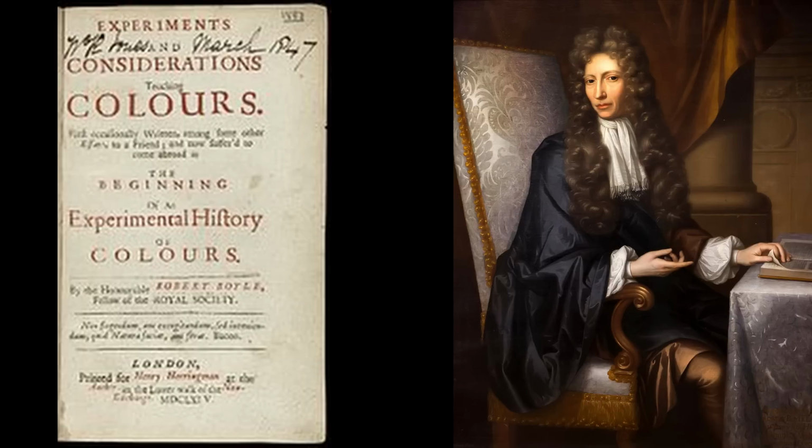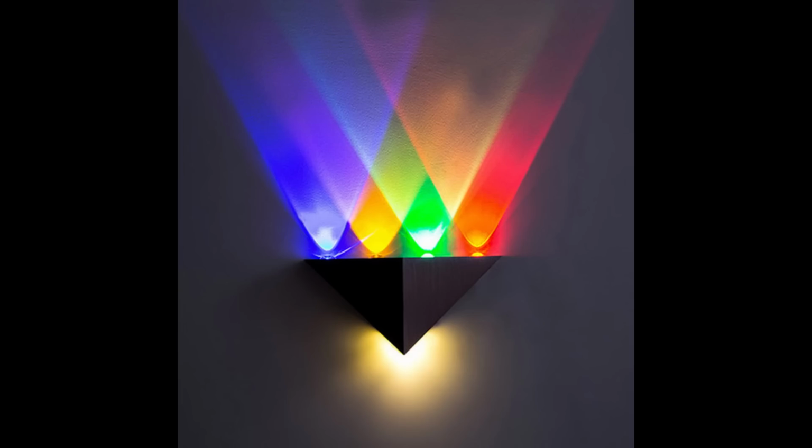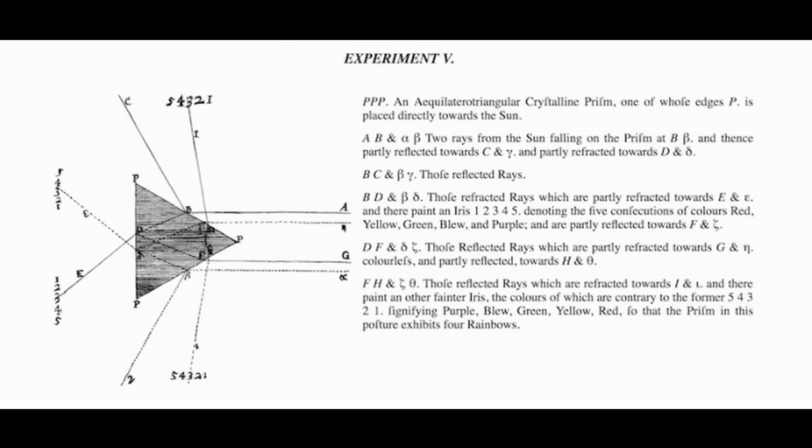While widely focused on chemical experiments involving color, it touched on things like colored beef, colored pigments, colored people, and colored light. Shining light through a prism, he described the spectrum that he produced as denoting the 5 consecution of colors: red, yellow, green, blue, and purple.